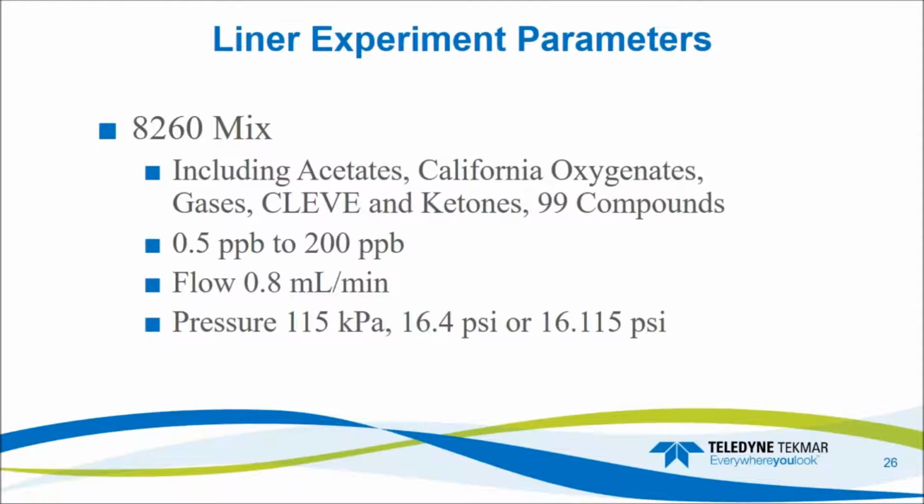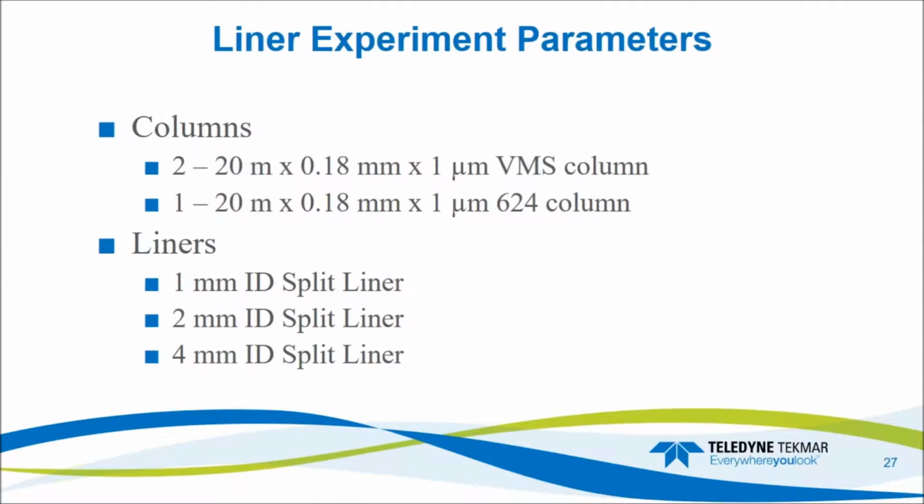So for the liner experiment, we did the same thing. We took the 8260 mix and created a standard curve from half a ppb to 200 ppb. We tested all 3 liners at both a flow rate of 0.8 mL per minute, and we checked it under pressure also. So we did 6 different experiments. We used the same 2 columns, but again, we varied the liners between a 1, 2, and a 4 millimeter.